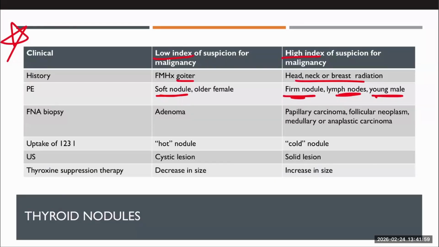I think I showed you the picture of that one guy on the house hunting show, whatever it was. He had it, again, young male. It was cancer. He had it taken out.